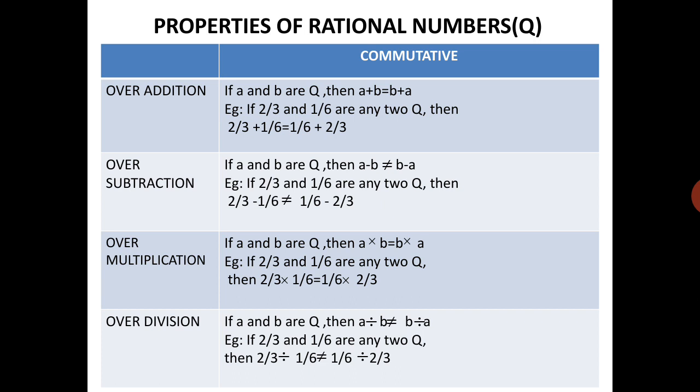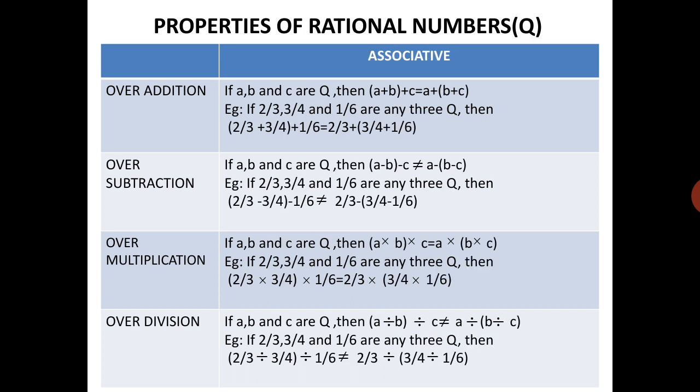The next property is the associative property. Again for all the four operations. Let's begin one by one. Over addition. If a, b and c are rational numbers, then a plus b plus c is equal to a plus b plus c.